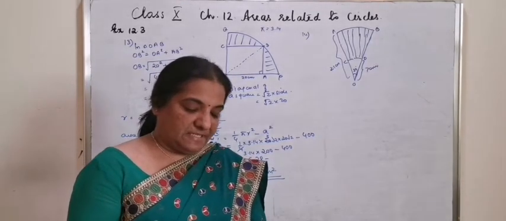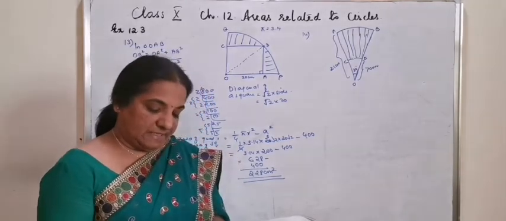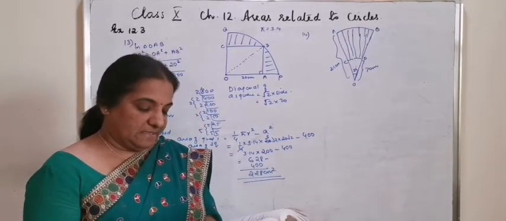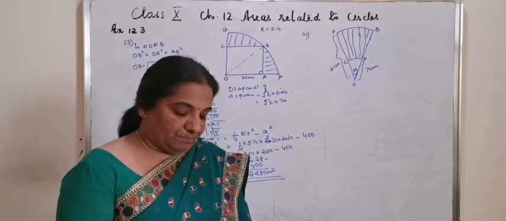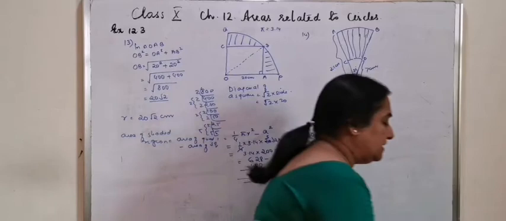Now question number 14, it's a very familiar question to you. AB and CD are respectively arcs of two concentric circles of radii 21 centimeter and 7 centimeter and center O. If angle AOB is equal to 30 degree, find the area of the shaded region.